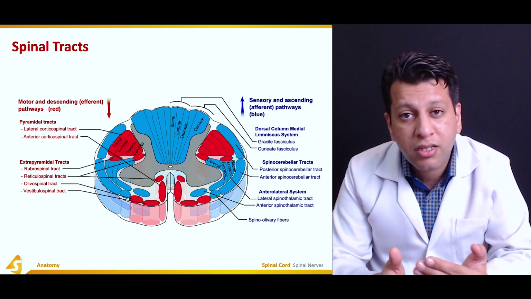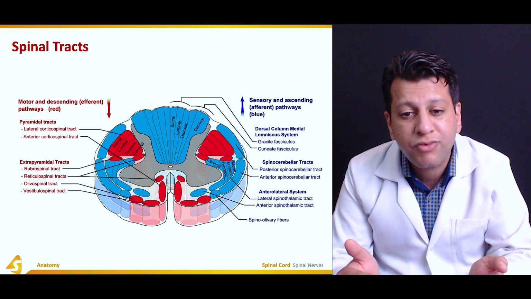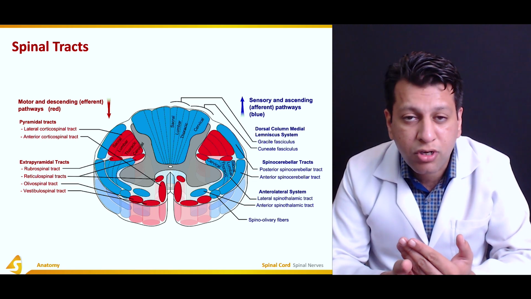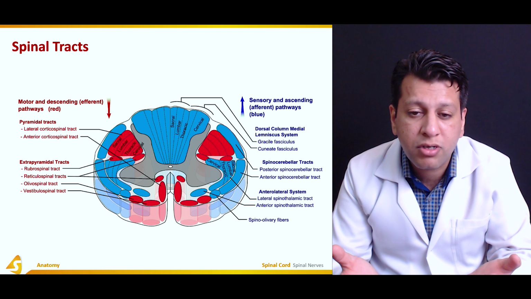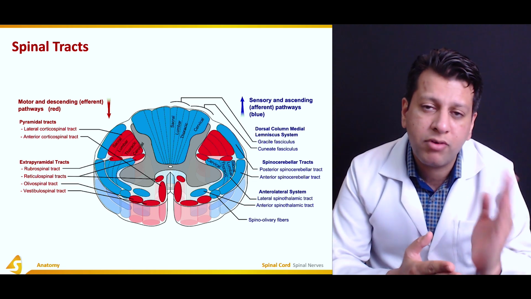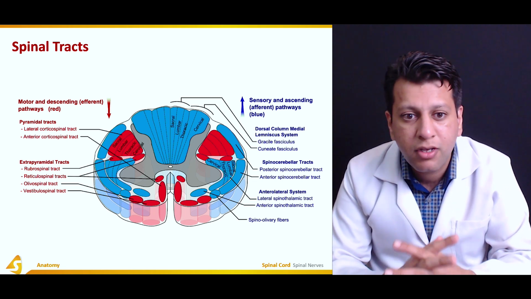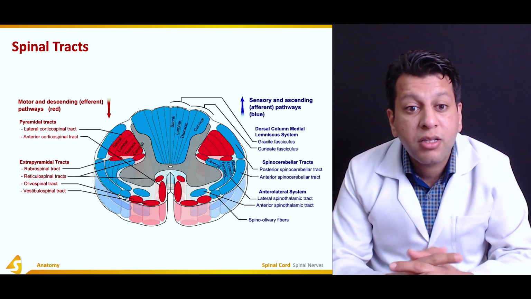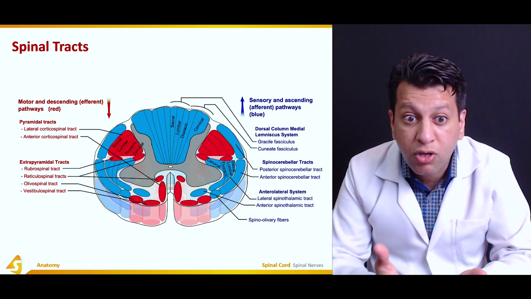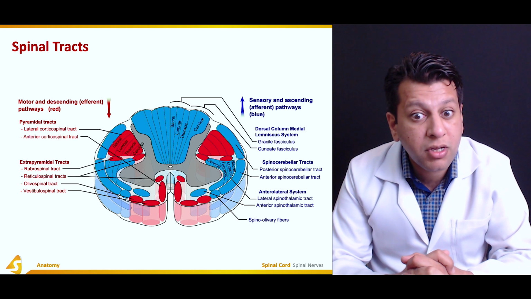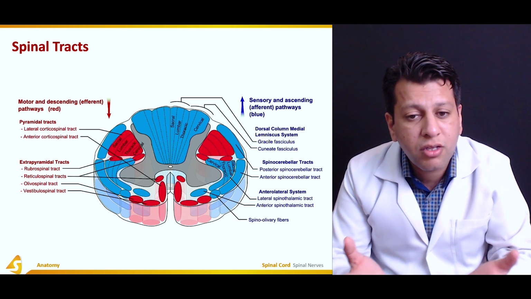In the hindbrain, at the level of the pyramids, these fibers decussate towards the opposite side. When I say decussate, it means the right is going towards the left and the left is going towards the right. So the pyramidal tract includes the lateral corticospinal tract and the anterior corticospinal tract. So it is mainly the corticospinal tract.